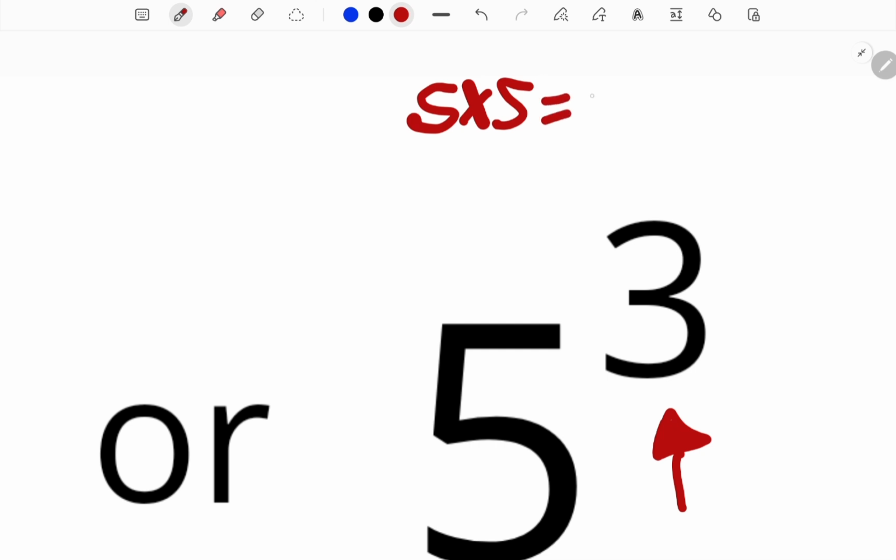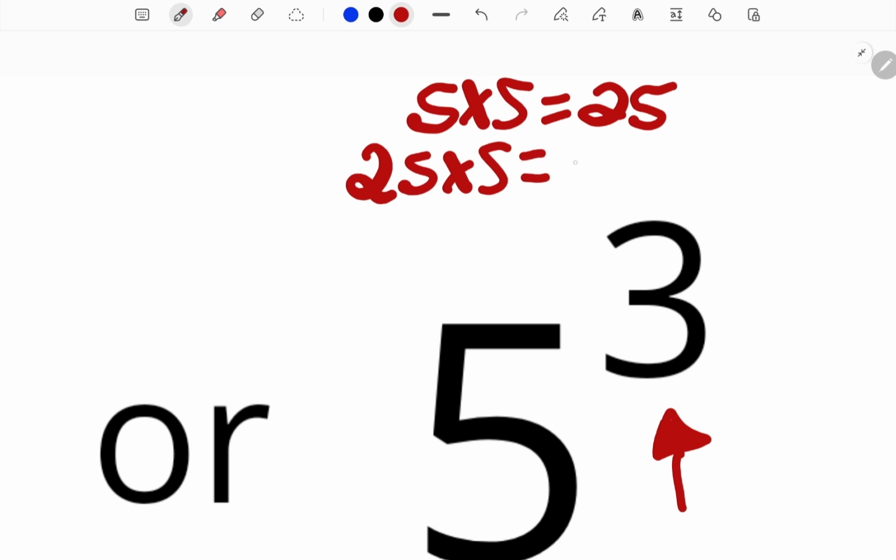First, we multiply 5 by 5. When we do that, we get 25. That's the first step. Now we need to take that 25 and multiply it by 5 again, because the exponent is 3, so we need to multiply it a third time. When we multiply 25 by 5, the result is 125.